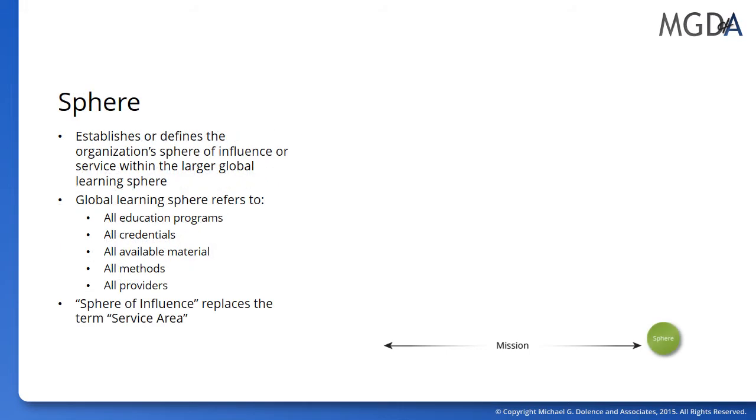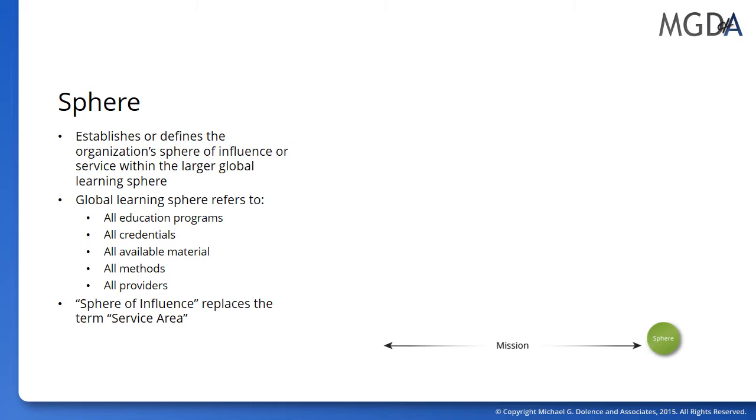Once the fundamental function, responsibility, and purpose is established, the organization must define its sphere of influence or service area within the larger global learning sphere. Global learning sphere is a term that refers to all of the educational programs, credentials, and material available worldwide through all means, methods, and providers, including bricks and mortar institutions, internet-based learning opportunities, and commercial as well as nonprofit offerings.